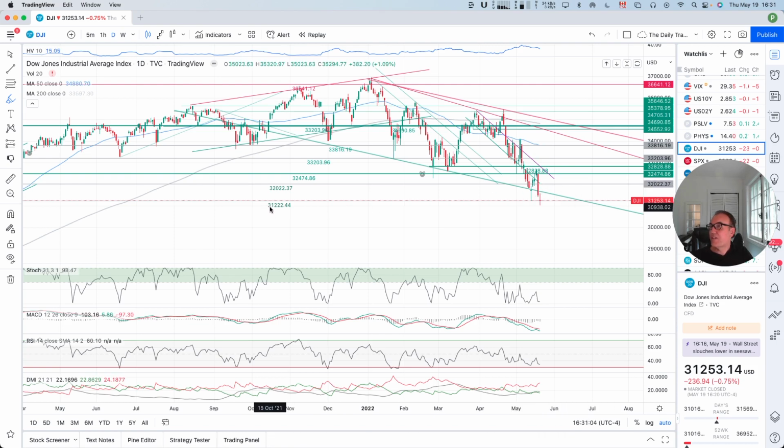But this is not looking too good. So we are down at 31,222. So we were there May 12th and we are there today. So are we going to break this and go further down? It's entirely possible, but don't act before it happens. Never act before things happen. Be prepared to act when things are happening.